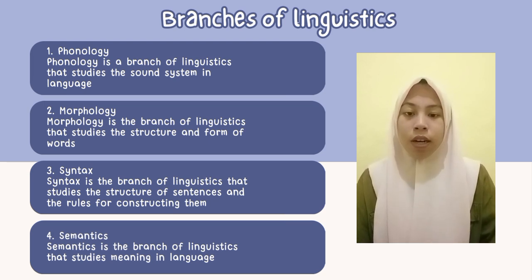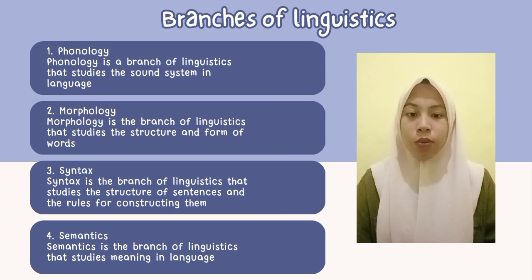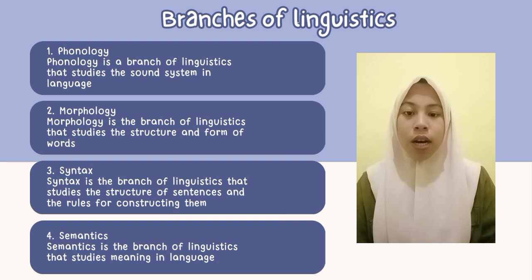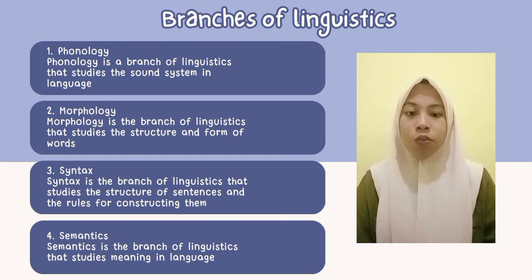And the fourth is semantics. Semantics is the branch of linguistics that studies meaning in language. It focuses on how words, phrases, and sentences convey meaning, as well as how those meanings are related in a given context. Semantics also includes the analysis of synonyms, antonyms, homonyms, and other meaning relationships.